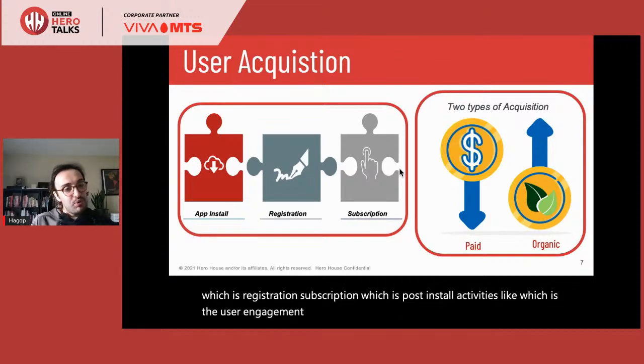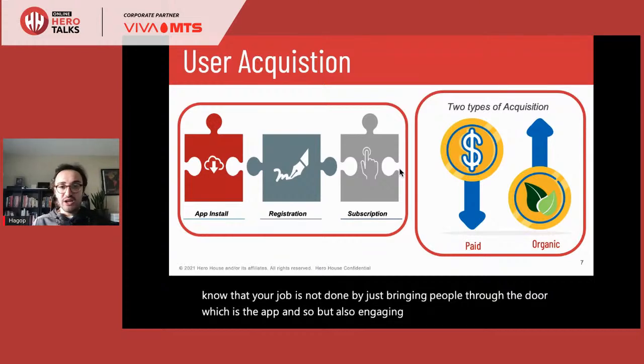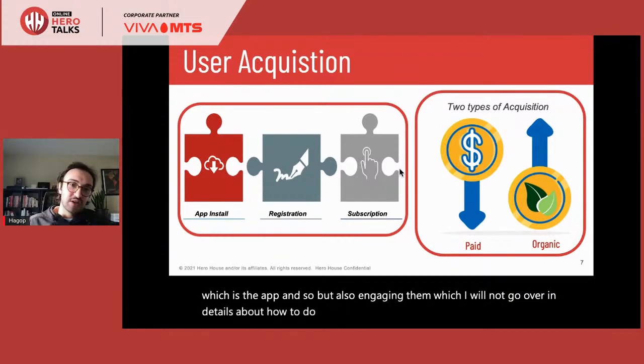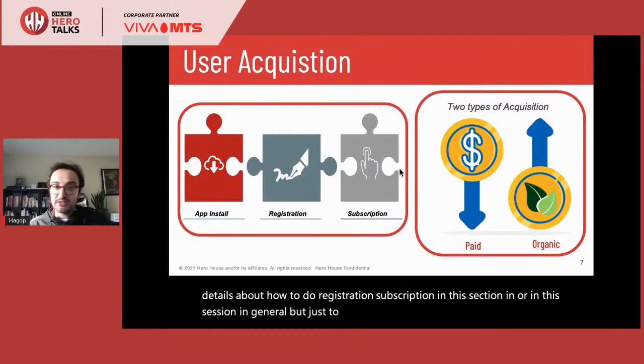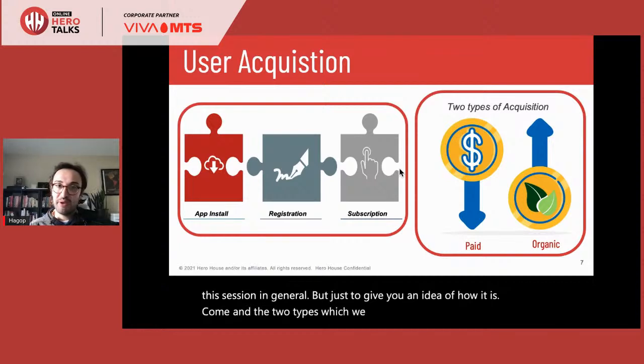These are important for growth marketing, to know that your job is not done by just bringing people through the door, which is the app install, but also engaging them. I will not go over in detail how to do registration and subscription in this session, but just to give you an idea of how it is. And the two types which we covered are the paid one and the organic.